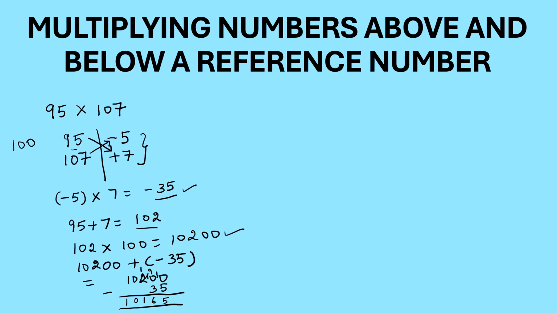Before we wrap up, let's try one more problem. Let's say you want to do 92 times 125. Here again, both numbers are close to 100, so we'll use 100 as our reference number.